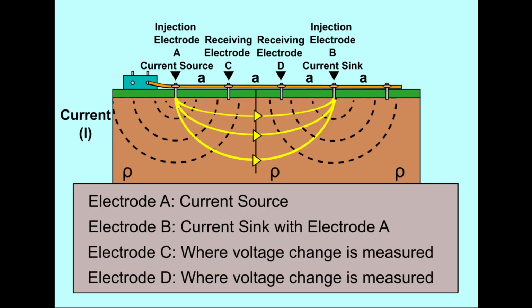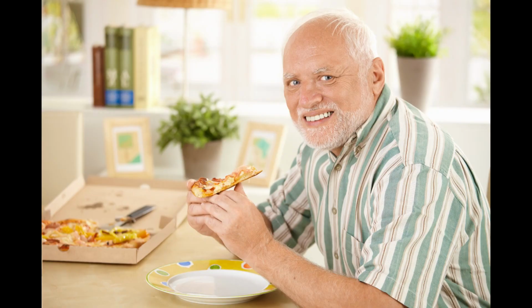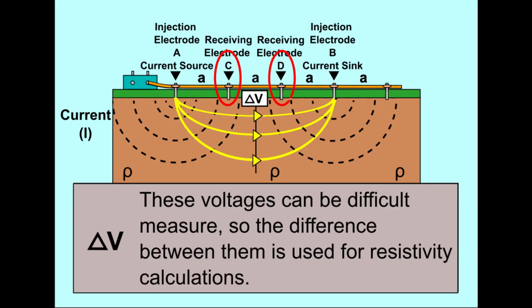So let's turn on that Cisco Kid Switch 24 and collect a data point with the Wenner array. We have our yellow current flow lines going from the current source electrode to the current sink electrode. When electricity spreads out, it follows a curved path in the ground. It's not practical to look at the voltage value at either electrode C or D for a calculation of the resistivity of the ground when searching for anomalies. These voltage values are difficult to measure.